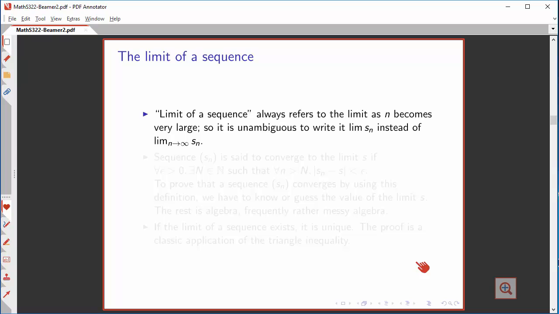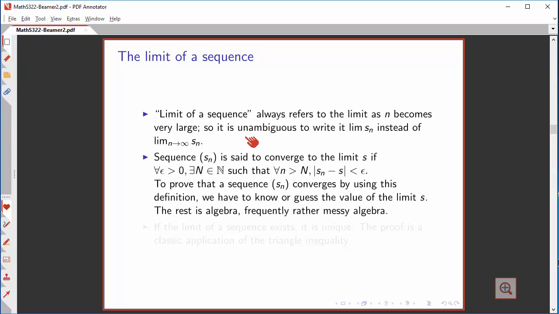Now I can talk about the limit of the sequence, and in most cases in this course where we work with limits, we're going to reduce the problem to the limit of a sequence. For the limit of a sequence, the only limit you can consider is the limit as n becomes very large. And for that reason, it's unambiguous to write lim of s sub n instead of the more long-winded lim as n approaches infinity of s sub n.